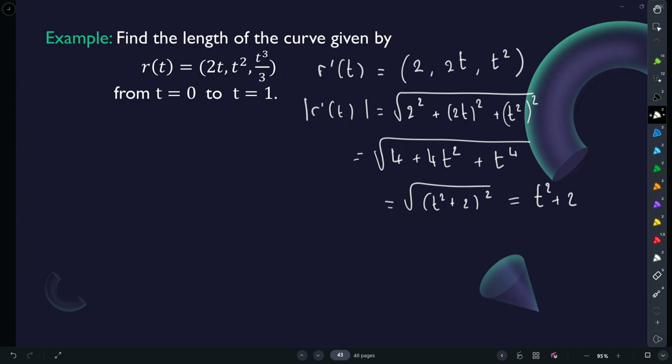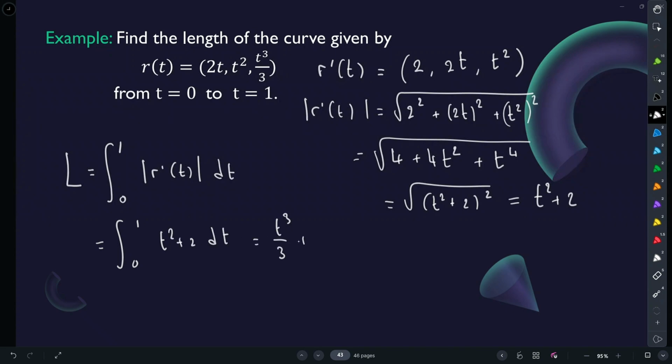So now the length that they're asking me to compute is from time 0 to time 1 of the length of the tangent vector dt, and that is the integral from 0 to 1 of t squared plus 2 dt, which is t cubed over 3 plus 2t between 0 and 1, which is a third plus 2, which is 7/3. And that's it.